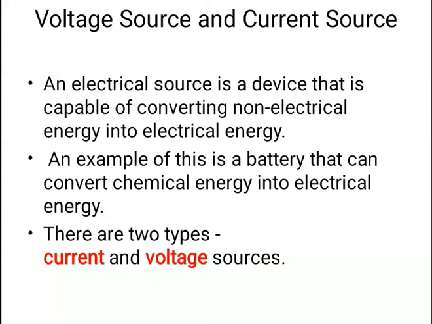An electrical source is a device that is capable of converting non-electrical energy into electrical energy. For example, a battery converts chemical energy into electrical energy. What does a generator do? You have seen the generator, right? It generates electricity. What is the function of a generator? It converts mechanical energy into electrical energy. So this is nothing but a source. There are two types of source: one is a current source and the second one is a voltage source. Let us see what voltage source and current source mean.